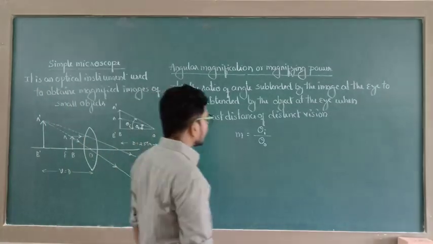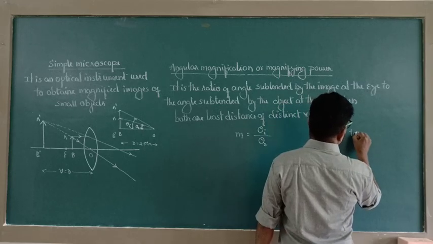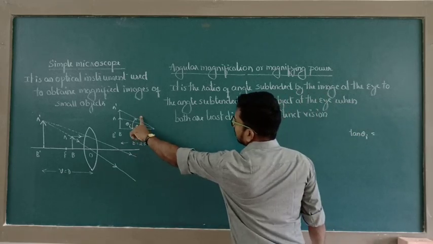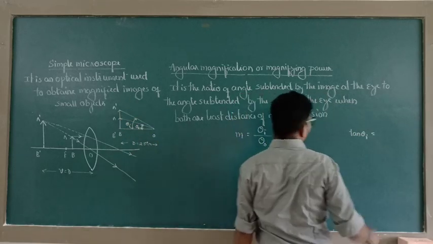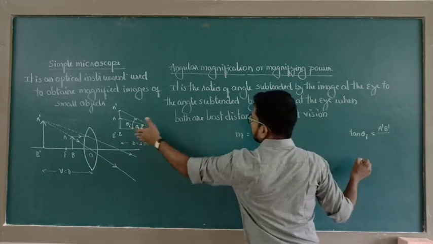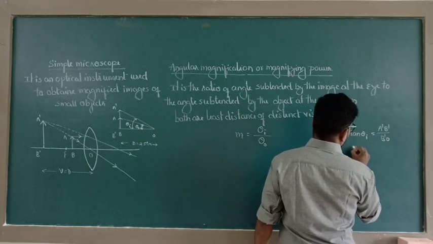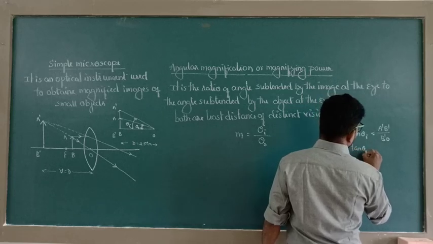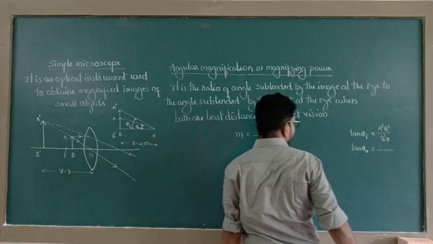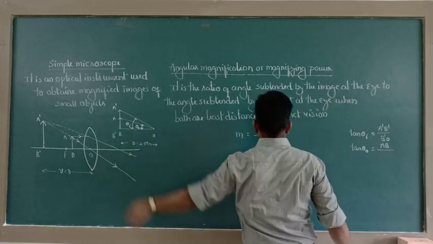So here from this diagram I am going to define the tan trigonometric function. Tan theta I is equal to the opposite side A dash B dash divided by B dash O. Tan theta naught is equal to the opposite side with respect to the object AB, the height of the object, divided by BO or B dash O.